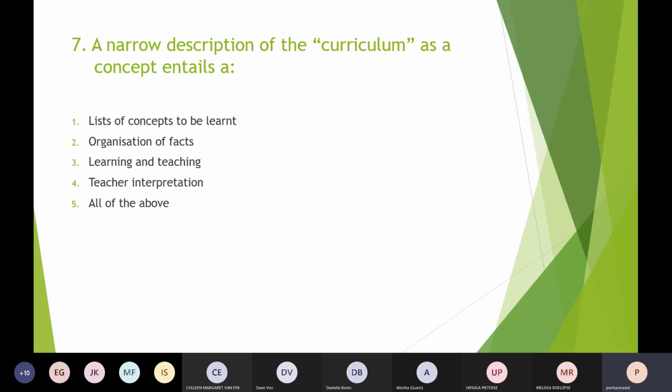So anyone else, what do you think? What is the appropriate answer to that question? I agree with Ursula. I think if you're making a distinction between the narrow and the broad description of curriculum, then narrow would be limited to 1 in this list. And possibly if you were looking at the broad description, you could use 5 as the answer for all of the above. All right. Thank you for that. Thank you, student. Anyone else that differ?